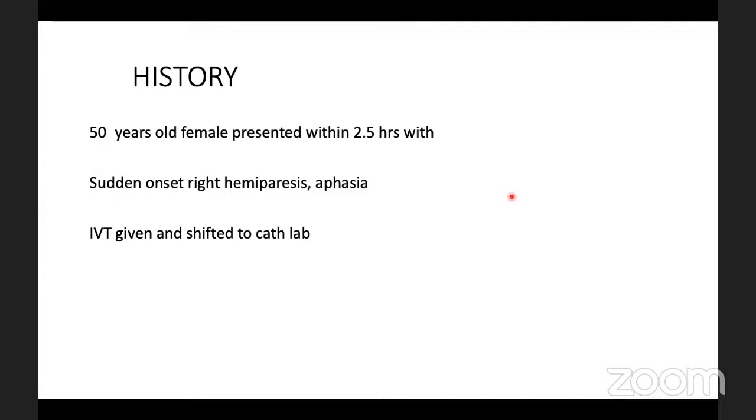Coming to the third case, a 50-year-old female presented within 2.5 hours with sudden onset right hemiparesis and aphasia. Right hemiparesis localizes to the left hemisphere, and the artery is left MCA. Aphasia means the proximal stump, either M1, is occluded. The patient comes within the window period of IVT, so IVT is given and the patient shifted to the cath lab.